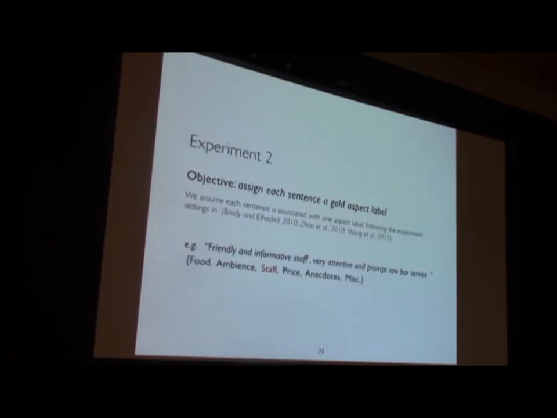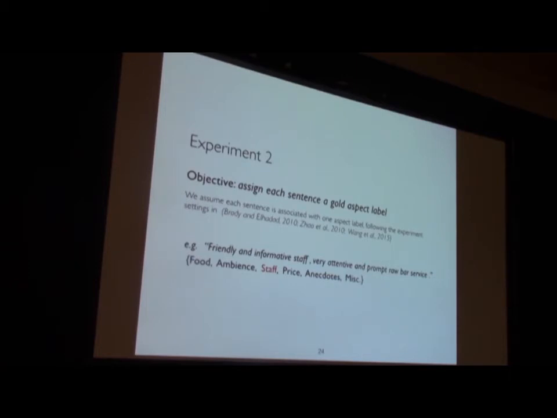The objective of the second experiment is different: it is to assign each sentence a gold aspect label. For instance, this sentence from the review corpus is generally talking about the staff and the service. So the objective of this task is to assign the gold label staff to the sentence. By doing so, we can get a list of relevant sentences for each aspect, such that a user could know what are the specific comments that other people made regarding each aspect.